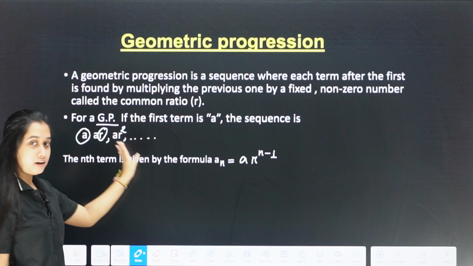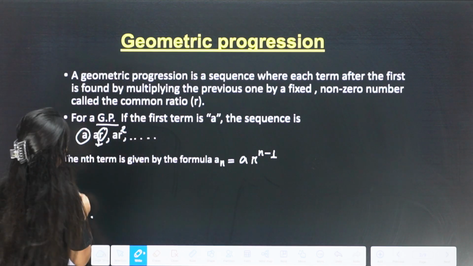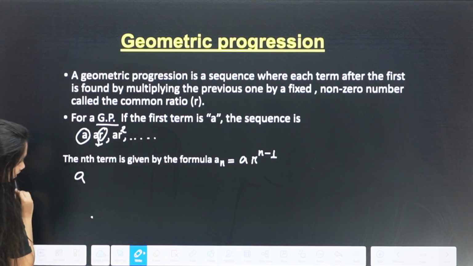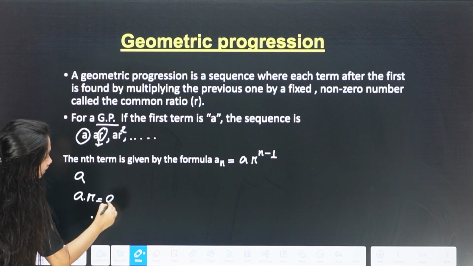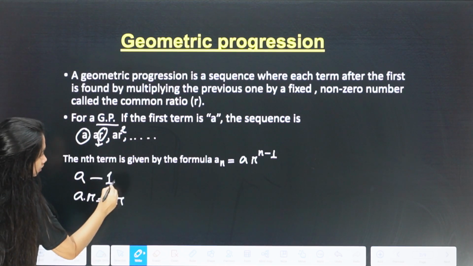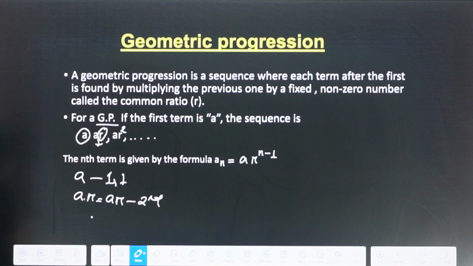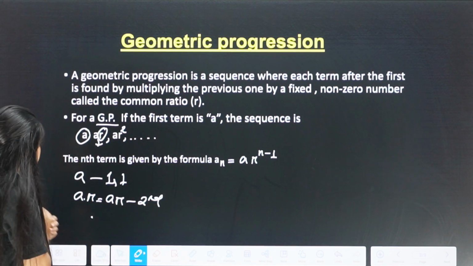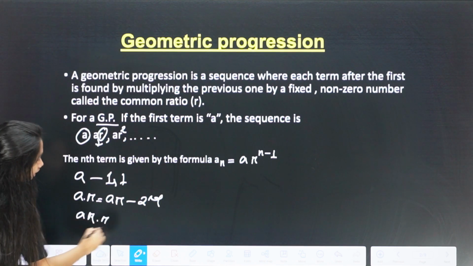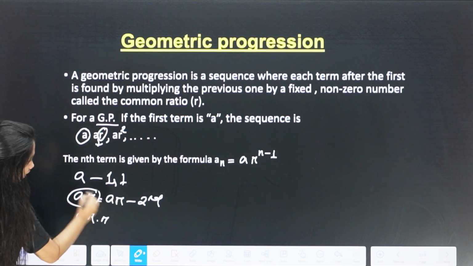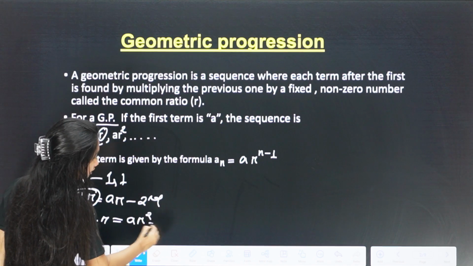And what is the third term? If we multiply R with the second term: the first term is A, and if we multiply A with R, we will get the second term. So this is the first term and this is the second term. If we are asked to find the third term, we simply multiply R with the second term, that is AR times R, which is AR square, and this is the third term.